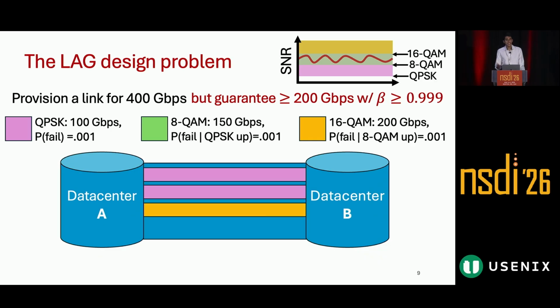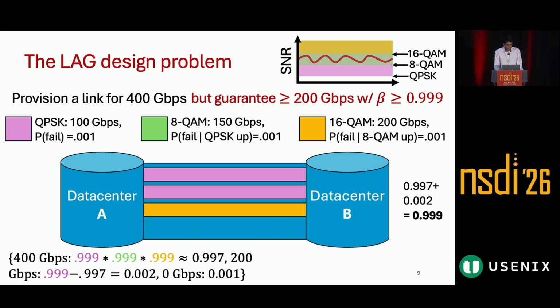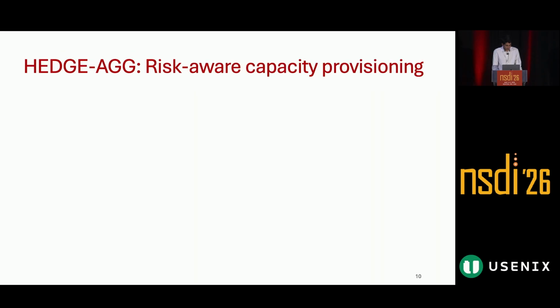And so what HEDGE does is it navigates this trade-off between capacity and availability. And you can see here the solution that HEDGE would output, which is that we can provision 2 wavelengths at QPSK to provide the resilience and the availability guarantee of 200 gigs, at least 99.9% of the time, while also not using as many spectral channels as doing a naive approach where we just provision with QPSK would.